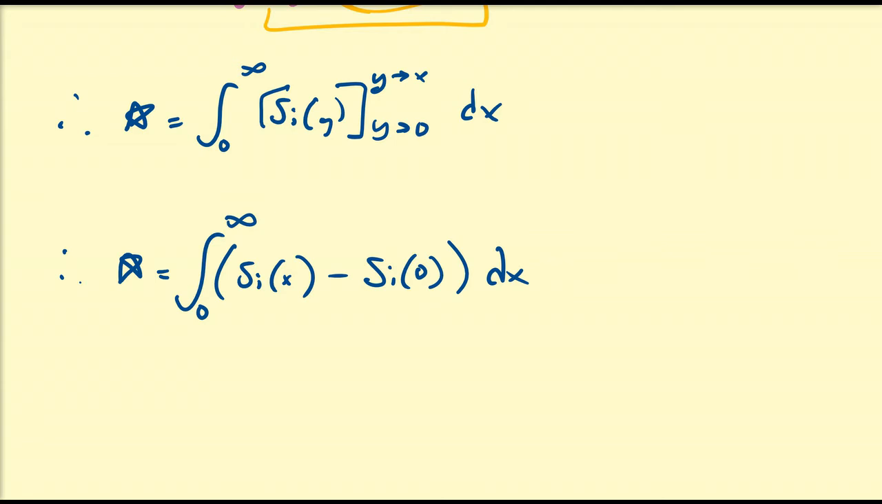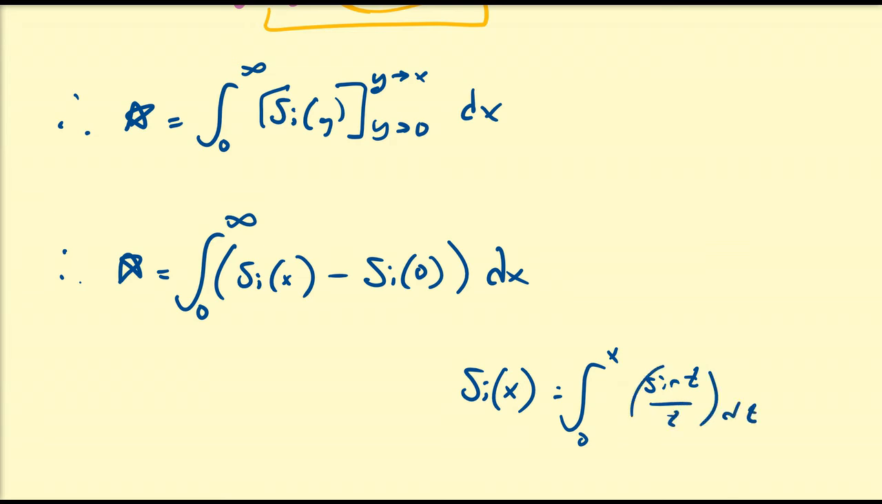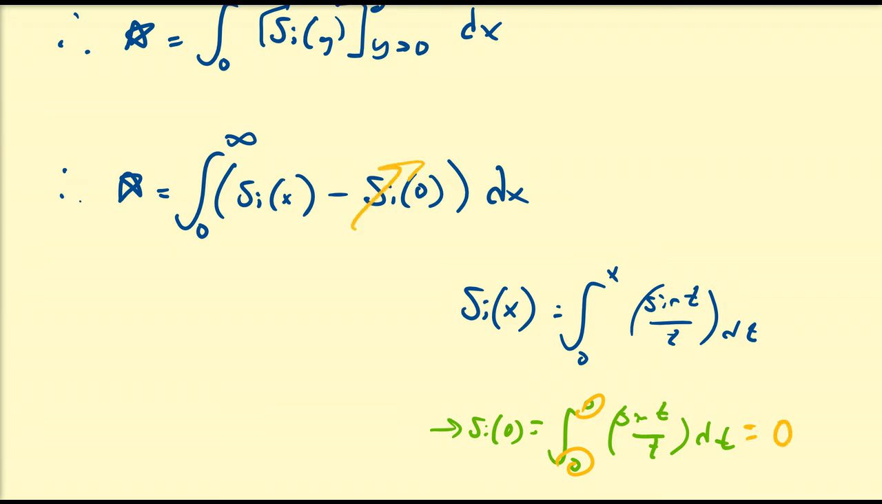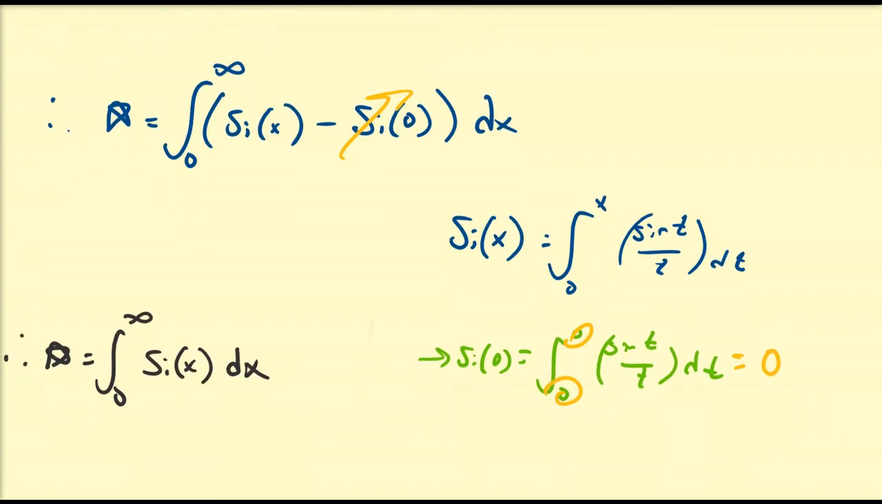So remember the sine integral of x is the integral from 0 to x of sine of t over t dt. So if this is true, then the sine integral of 0 is equal to the integral from 0 to 0 of sine of t over t dt. And as we already know, if the upper and lower bounds are equal to one another, this integral is precisely equal to 0. So sine integral of 0 is equal to 0. So that means star is equal to the integral from 0 to infinity of the sine integral of x dx.